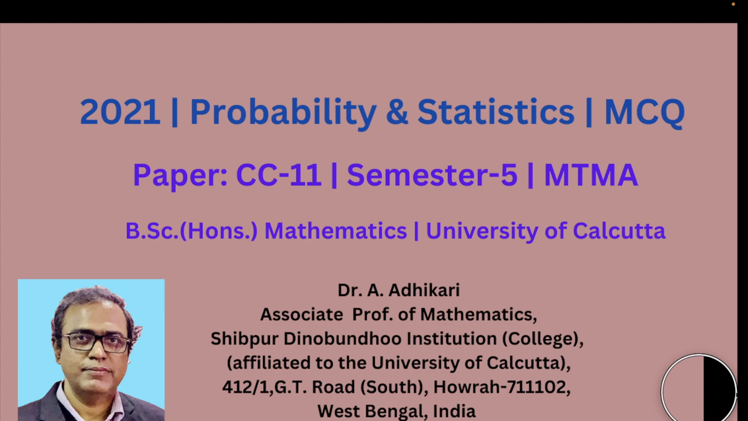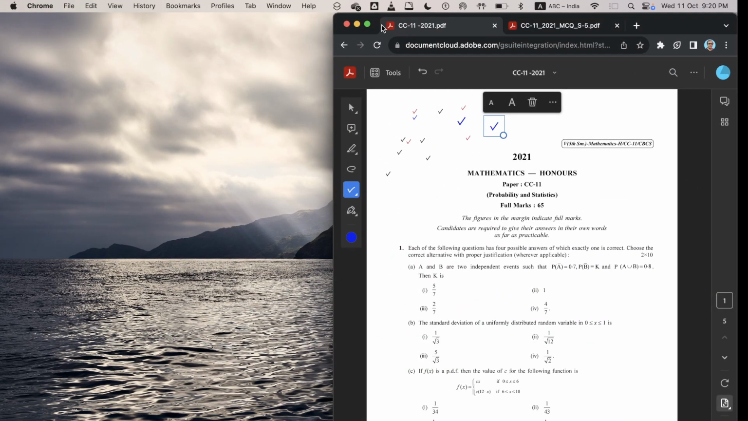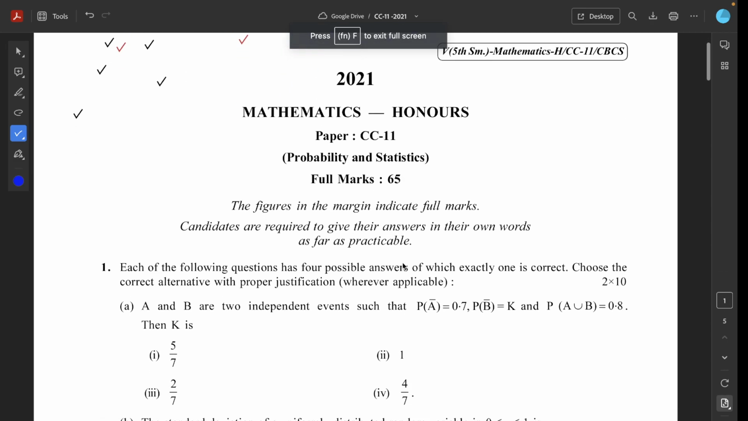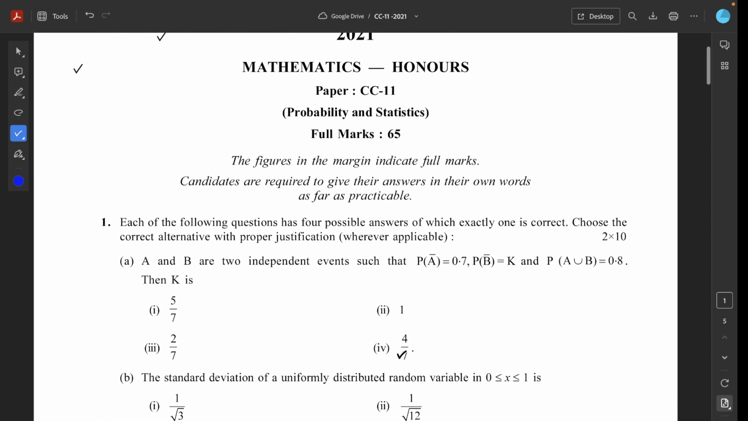Today we discuss multiple choice question answers for probability statistics, 2021 paper CC-11, semester 5, mathematics honors, for University of Calcutta. This is the question paper.